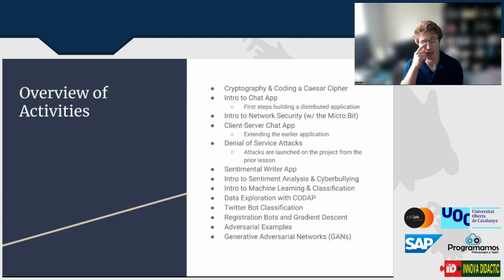And then once we have this client server chat app, we can start jumping into actually performing denial of service attacks and encrypting your messages and sharing them, and start talking about topics, even content moderation, and introducing concepts of classification and natural language processing and sentiment analysis. And then later we shift into data exploration for a little bit, just before jumping into some classification of some synthetic Twitter bot data, and then getting into even more involved examples, including adversarial examples and GANs. For this talk, I wanted to focus primarily on the activities for the Sentimental Writer project, regression bots and gradient descent, and then GANs.